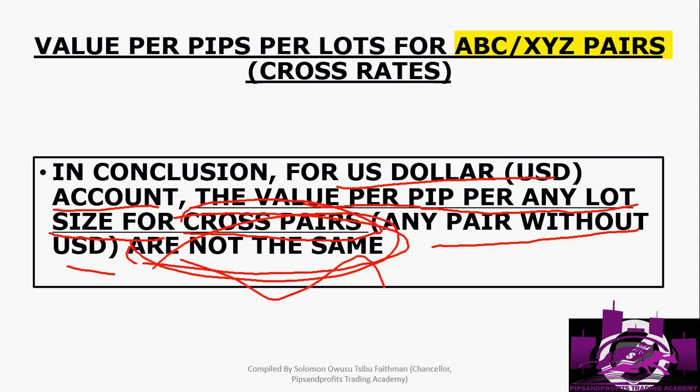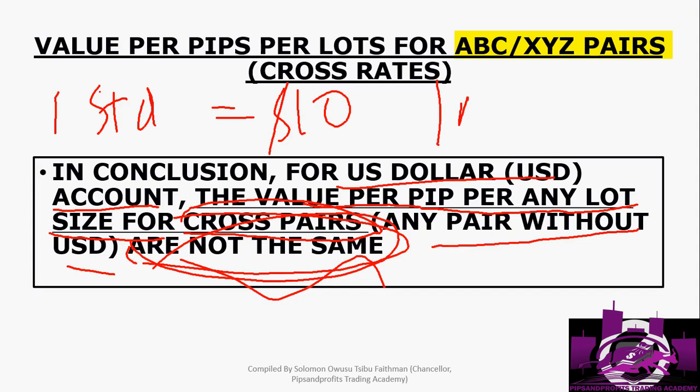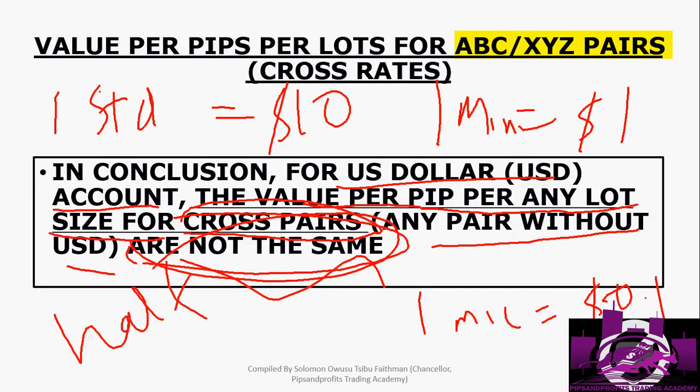So if anybody tells you that when you trade Forex, one standard lot, you are going to get $10, then one mini lot, you are going to get $1, and then one micro lot, you are going to get 0.1, tell them that is half truth. That is not the entire truth.